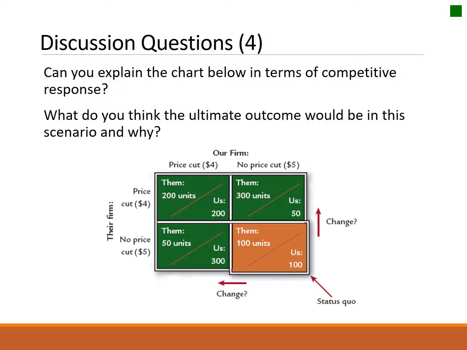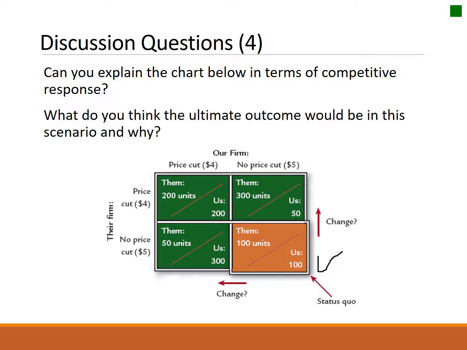And basically what we want to do is we currently have this idea that we have a $5 product that's out there. Our firm has a $5 product. Their firm has a $5 product. We each share the market. We each have 100 units that we sell. That's kind of the status quo. That's kind of where we are right now, where we're over here.